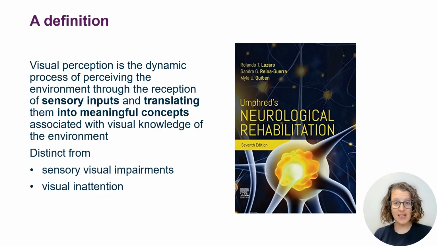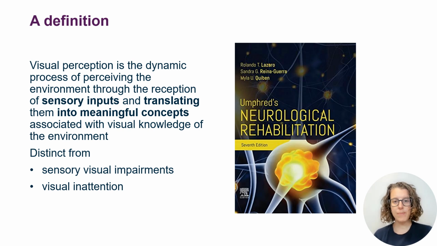When we look at textbooks, here is a definition saying visual perception is the dynamic process of perceiving the environment. Just focusing on that first bit, we're talking about a dynamic process. So it's something active that our brain is doing to process the environment. It's perceiving the environment through the reception of sensory inputs. So it is receiving sensory inputs, which means we're getting information from our senses, and in this case it will be our eyes.